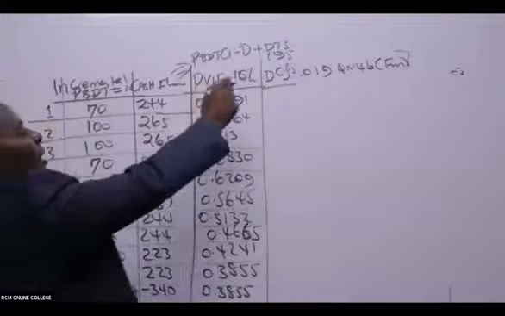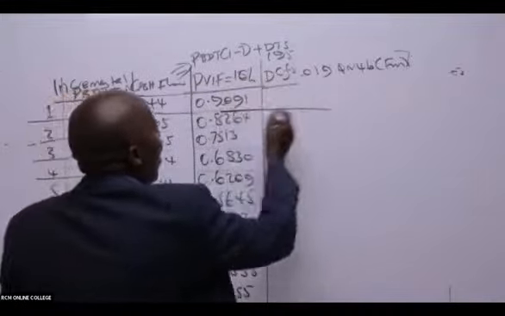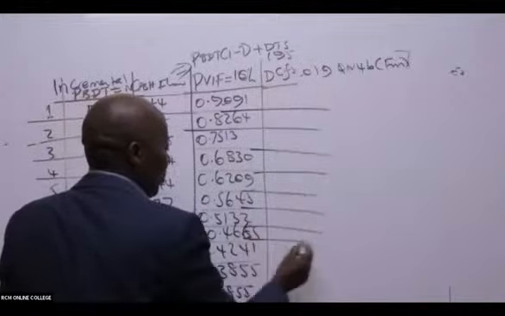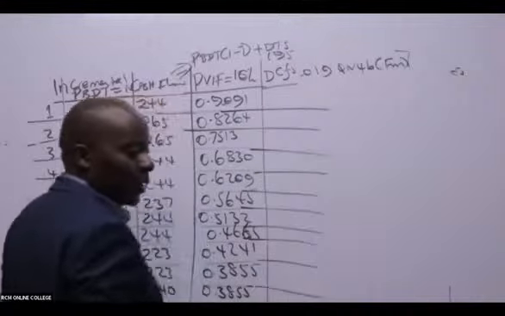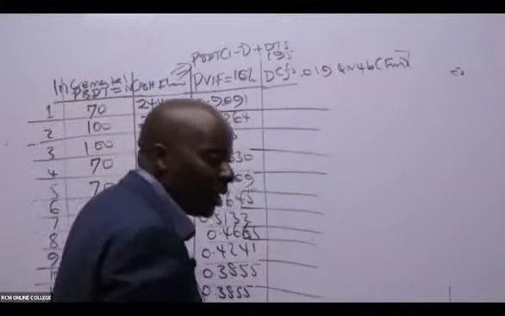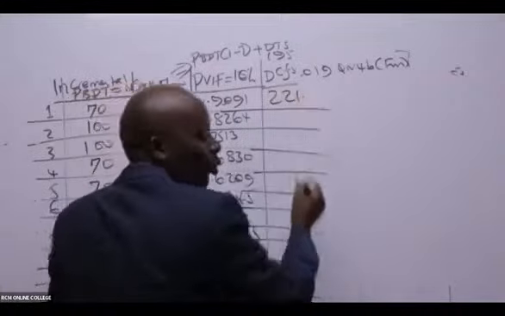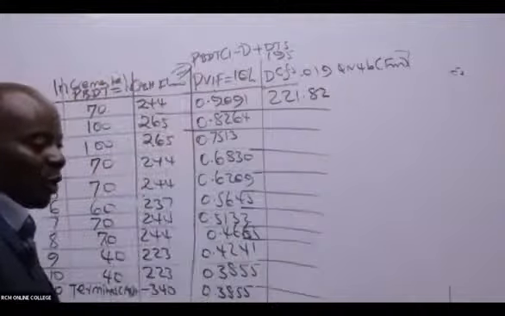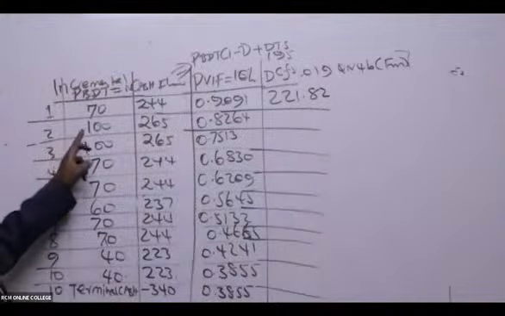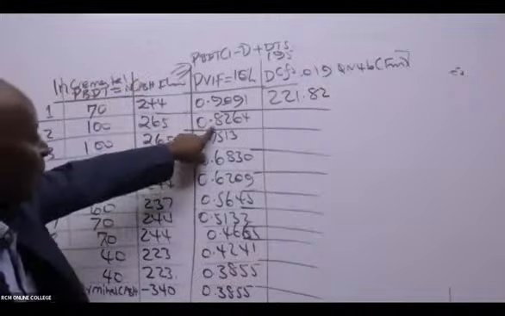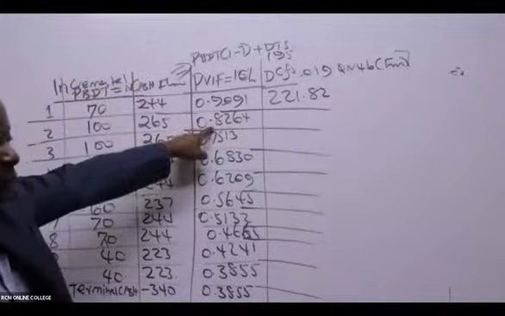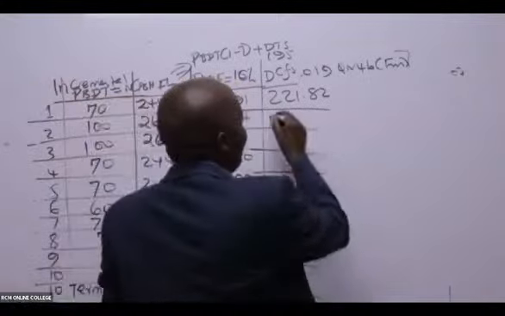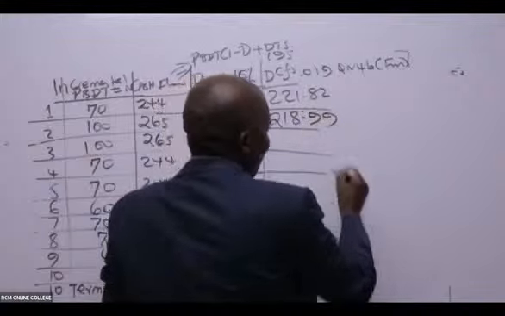So come and give me the discounted cash flows, 2 decimal places. EK doesn't disappoint. It is coming to 221.82. From there, you go to the second one. You are taking the cash flow times the present value interest factor. I'm getting 218.99. Is it 219?